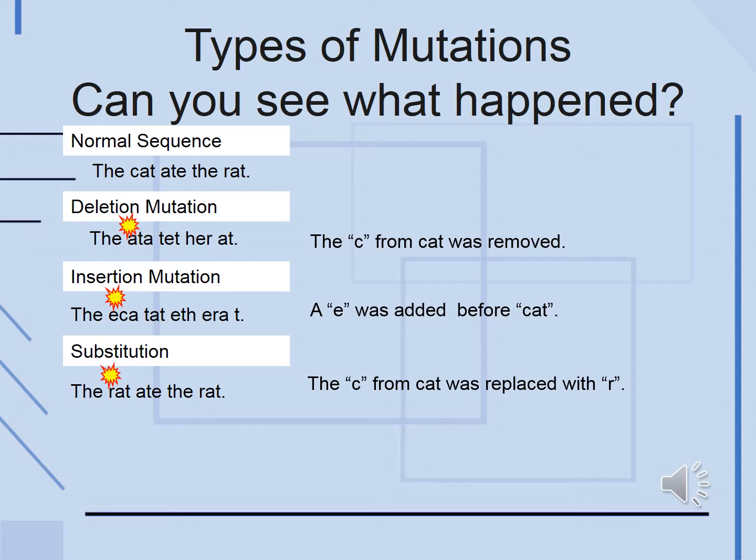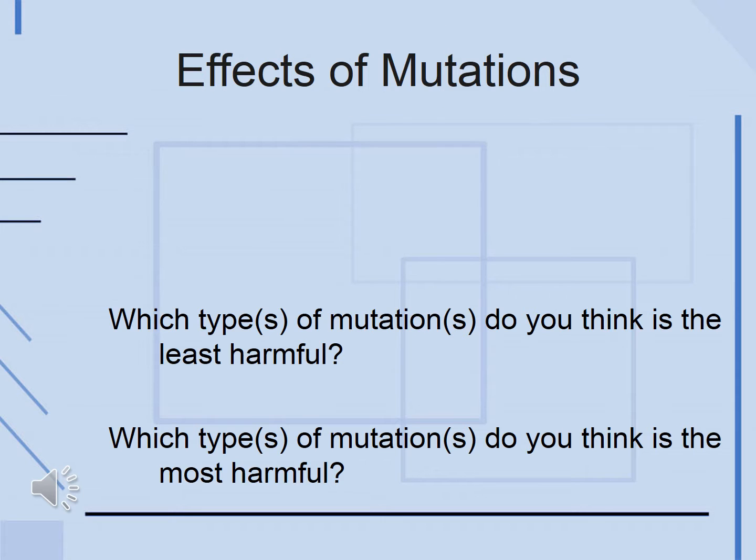But in any case, it doesn't say what it's supposed to say. But you can see here that the "ate" and "ate the rat" is still fine. So it's still in English. At least it's the wrong thing, but it's still in English. So something is still wrong, but it's not as devastating as an insertion or a deletion. Point mutations, remember, are what we're talking about here.